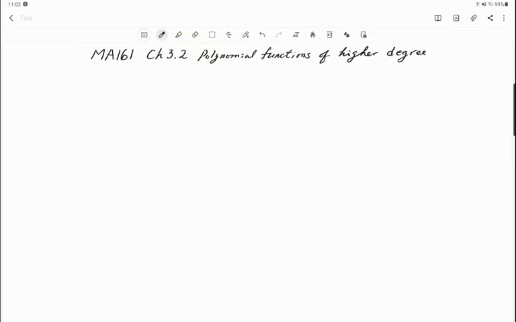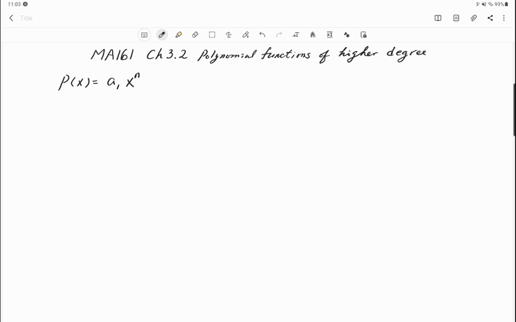Chapter 3.2, Polynomial Functions of Higher Degree. So let's say, what's a polynomial? Let's say p of x is a polynomial. Then the polynomial has degree, something like this: a1 x to the nth power.